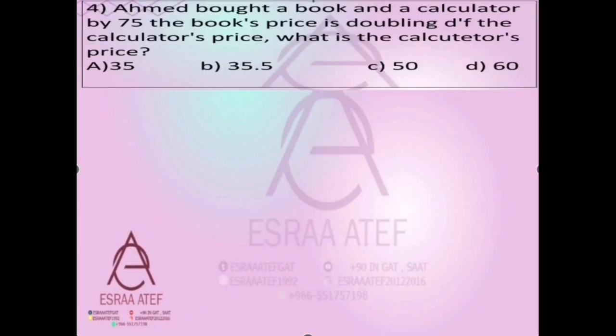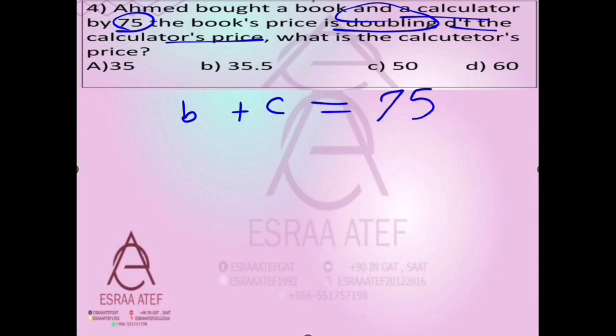Okay, here Ahmed bought a book and a calculator for 75. The book price is double the calculator price. What is the calculator price? That means the book plus the calculator equal 75. If the calculator is x, the book will be double it, which is 2x. All of them equal 75.